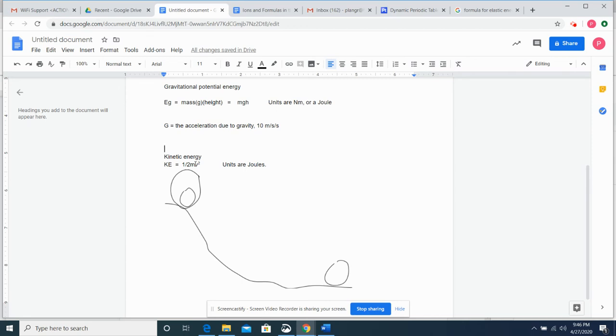times the mass, which is in kilograms. All right, so it's kilograms meters squared per second squared for our units. Okay, and so those units again are a Newton times a meter and in joules.